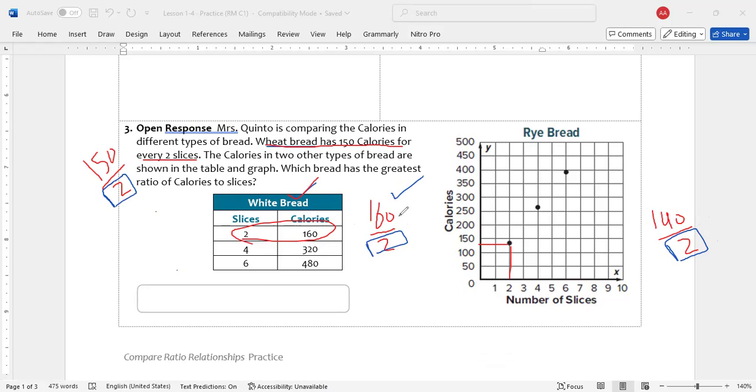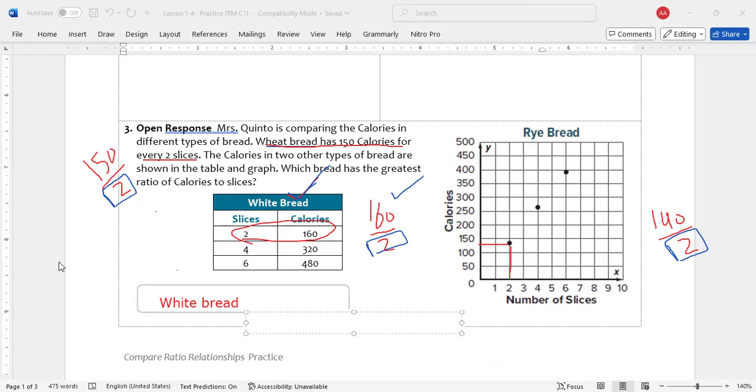So it means 160 is the greatest number of calories for two slices, and we write this one from the white bread. So the simple answer that you will write here will be: white bread has the greatest calories as compared to the wheat bread. So we just write here the answer.